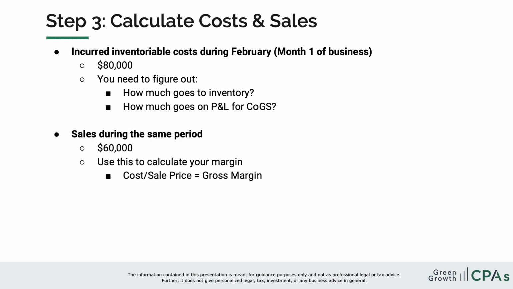And so now we understand the costs are $80,000. We're going to look at the sales this period and we'll just say it's $60,000. You're going to use this to calculate your margins once we're done with this entire exercise. I'm not going to go over the calculating of the margins. It's very simple. It's how much did it cost divided by how much did you sell it for? That's your gross margin.